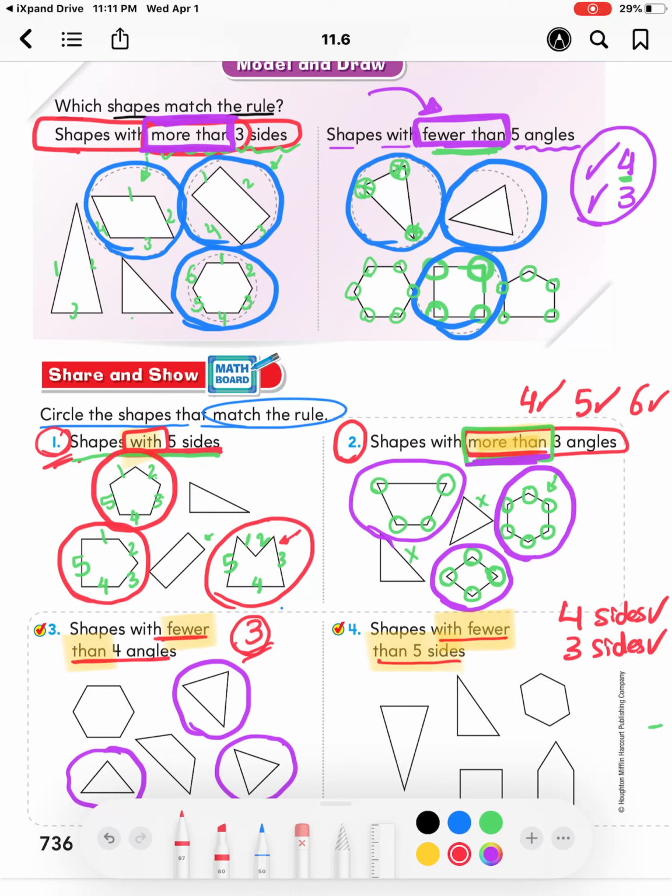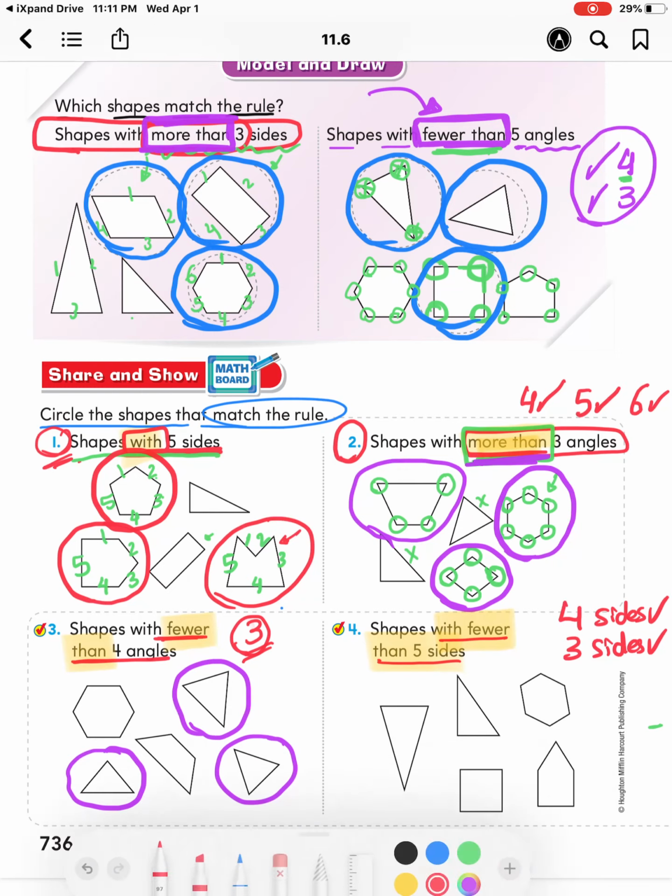4 sides, let's see. 4 sides means any quadrilateral: square, rectangle, trapezoid, rhombus. Actually, we call all of them quadrilateral, but there are some special quadrilaterals which we give a name, like rectangle, square, rhombus, trapezoid, all of those.